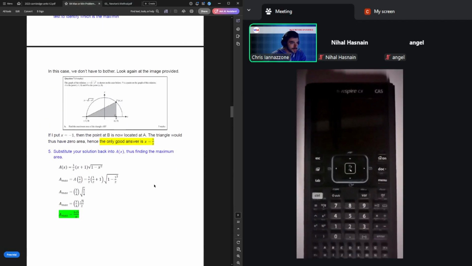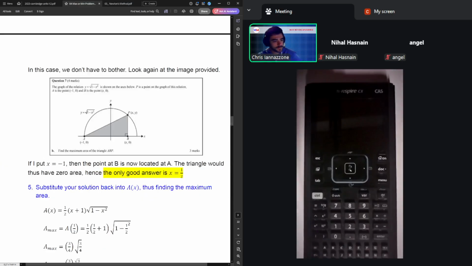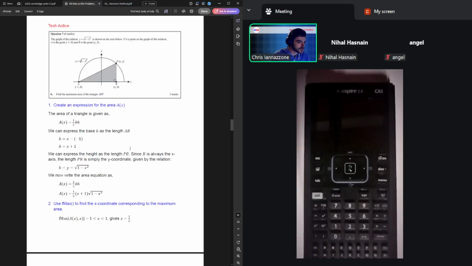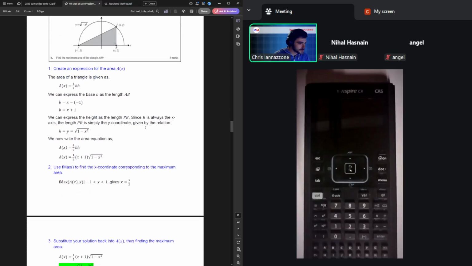Any questions about that one? The key thing there is going to be about creating your area formula based off of the function that is bounding the shape. This is just a tech active version. I'm probably just going to use Fmax.